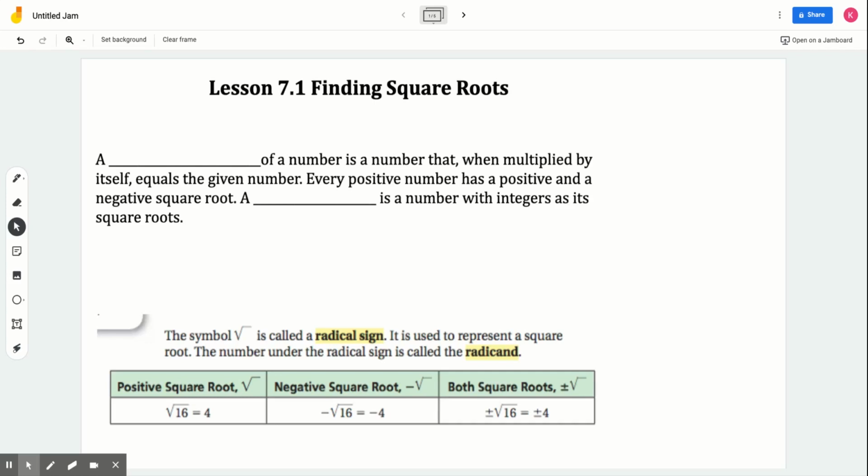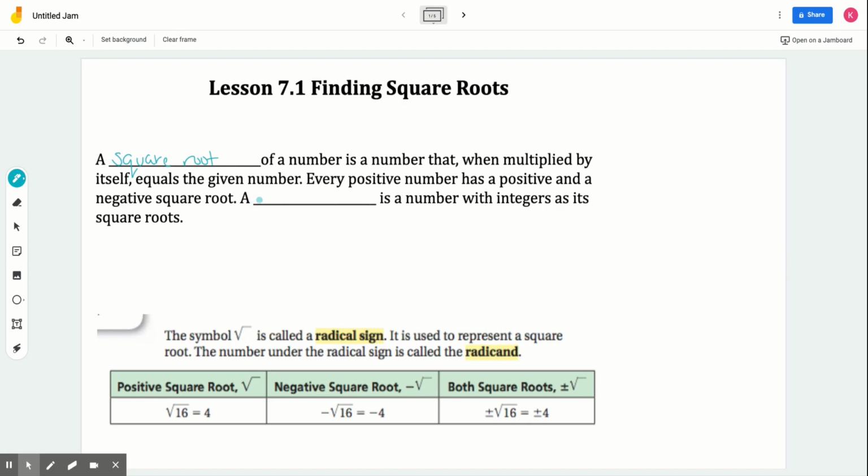Today's lesson is 7.1, Finding Square Roots. A square root of a number is a number that, when multiplied by itself, equals the given number. Every positive number has a positive and a negative square root.